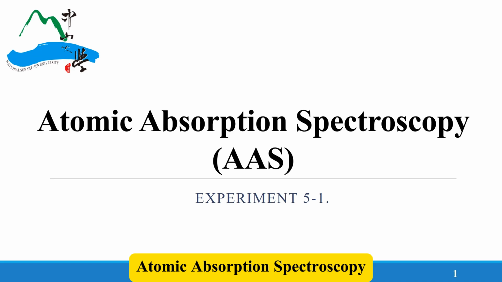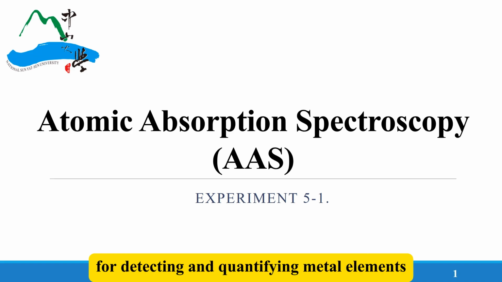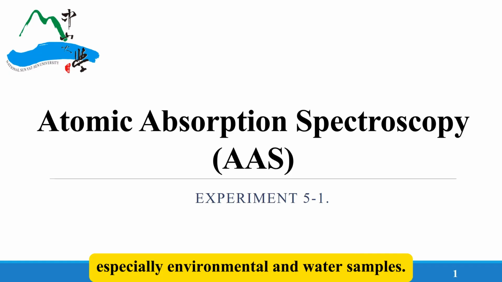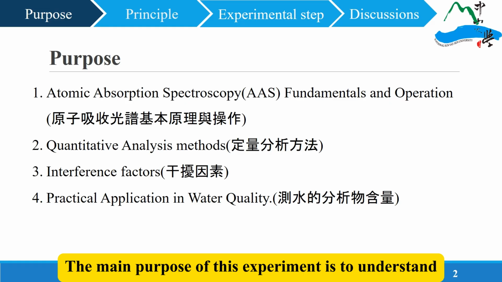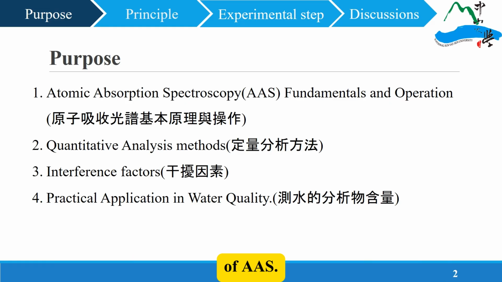Atomic absorption spectroscopy is a widely used analytical technique for detecting and quantifying metal elements in different samples, especially environmental and water samples. The main purpose of this experiment is to understand the fundamentals and operation of AAS.